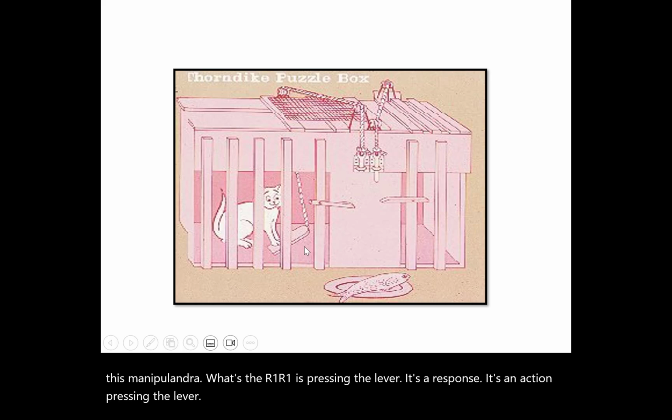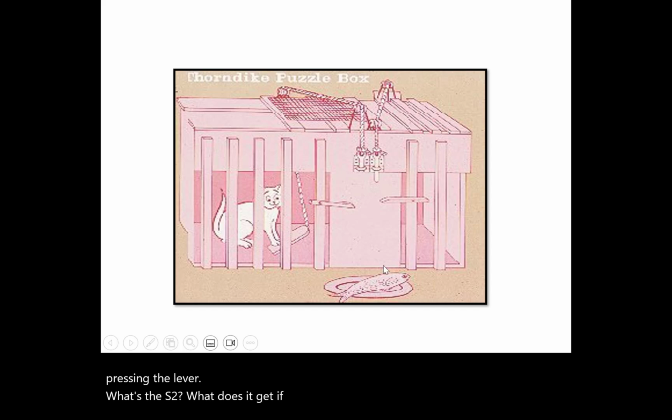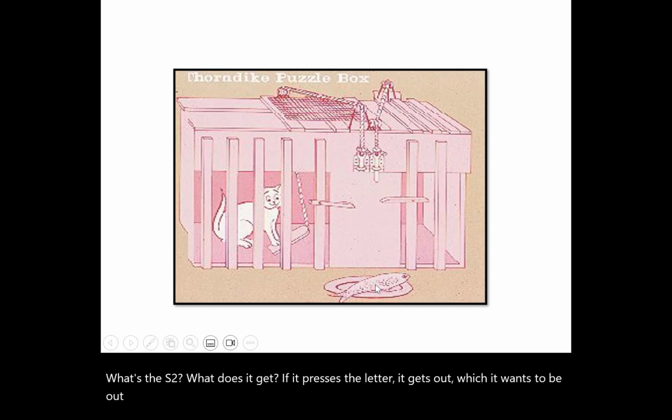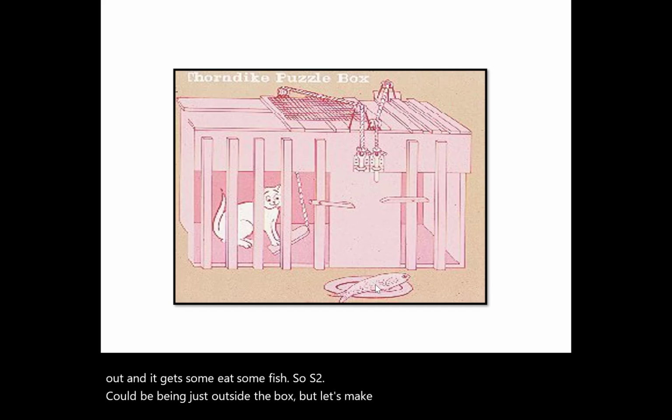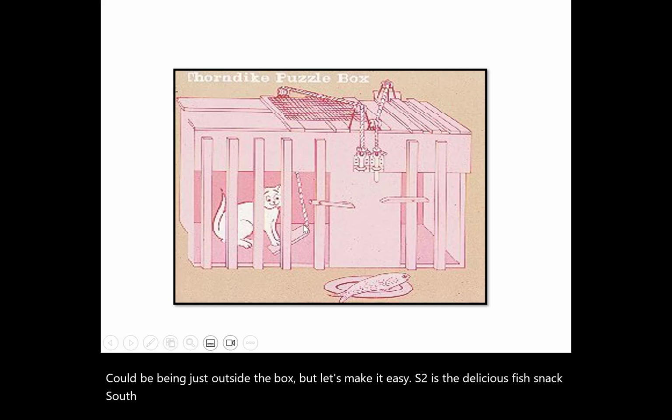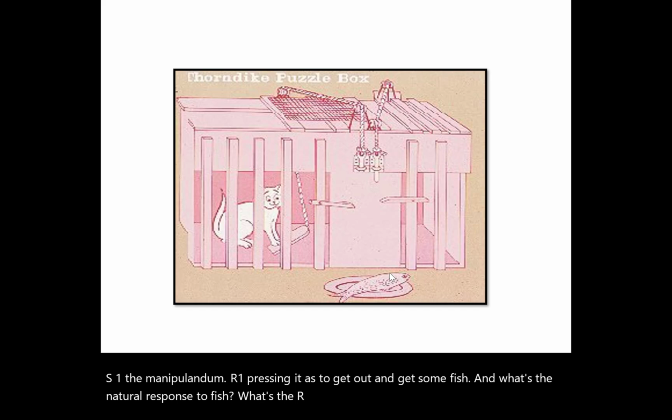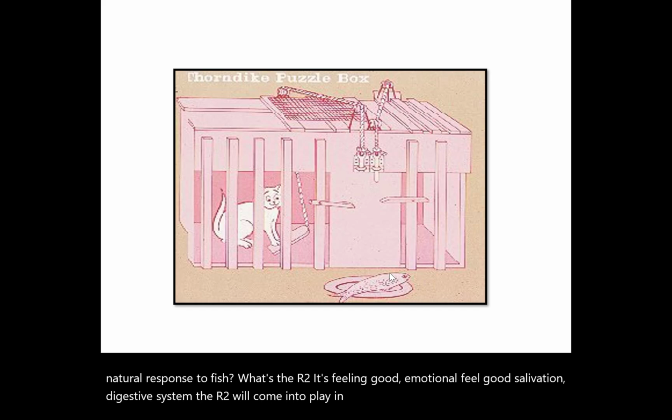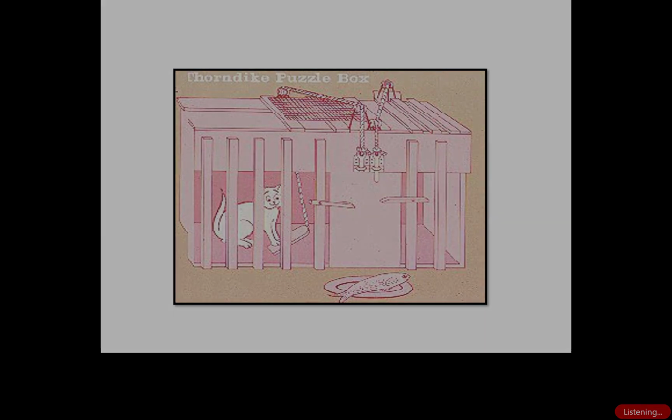What's the S2? What does it get if it presses the lever? It gets out, which it wants to be out, and it gets to eat some fish. So S2 could be being just outside of the box, but let's make it easy. S2 is the delicious fish snack. S1, the manipulandum. R1, pressing it. S2, get out and get some fish. And what's the natural response to fish? What's the R2? It's feeling good. Emotional, feel good. Salivation, digestive system. The R2 will come into play in another lecture, so we should just talk about it. So in the next lecture, we're going to talk theory.